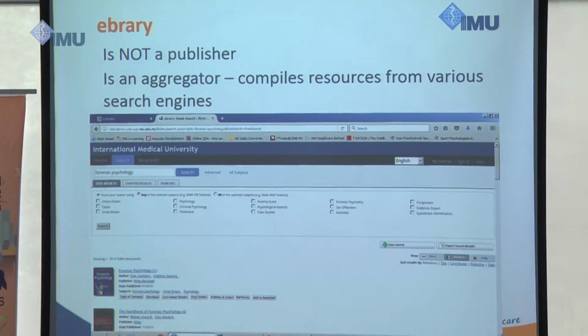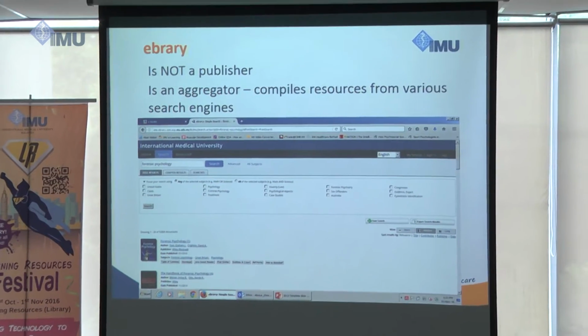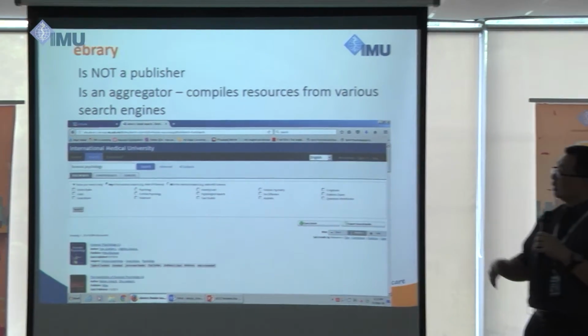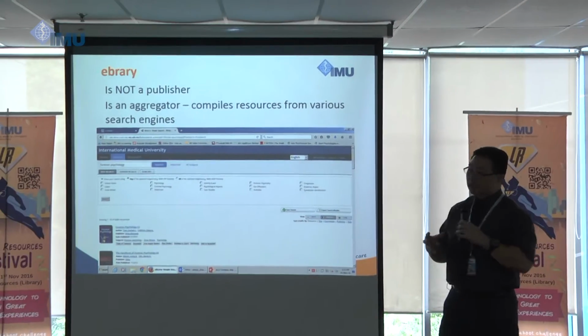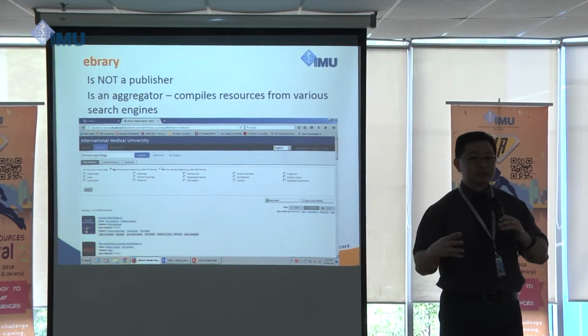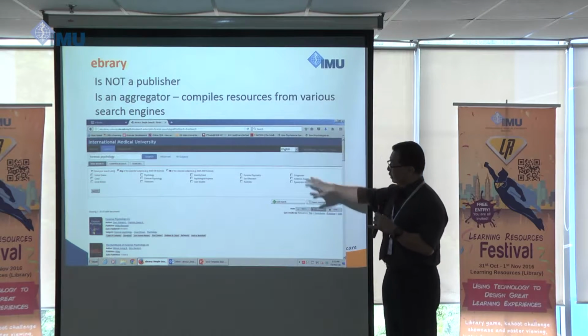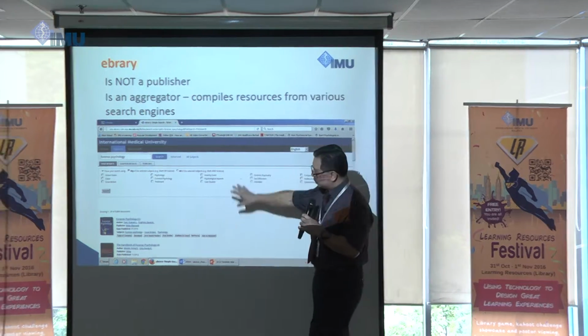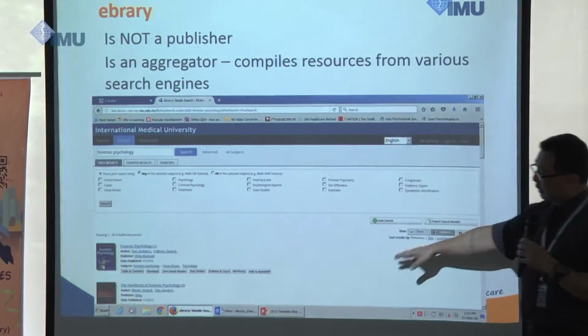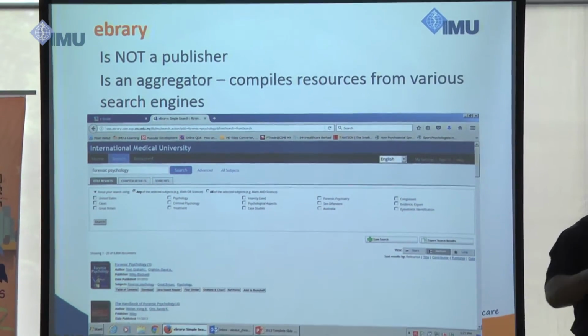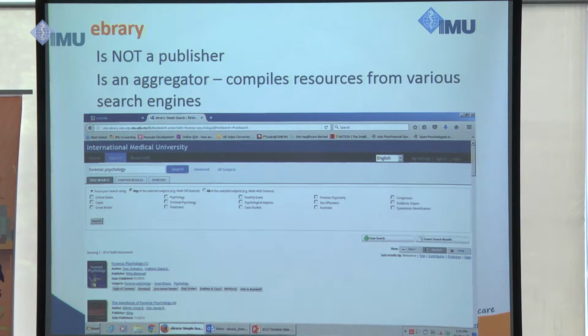Okay, just want to give you an overview as well on eBrary. The eBrary itself is not a publisher, it's an aggregator where they compile resources from the different search engines, right, and come together so it gives you this initial search of what you're looking for. Now, of course, it comes from different publishers with slightly different rules sometimes. So each one will have a slightly different requirement, so to say. But again, you can narrow down your search, and this is very, very helpful.